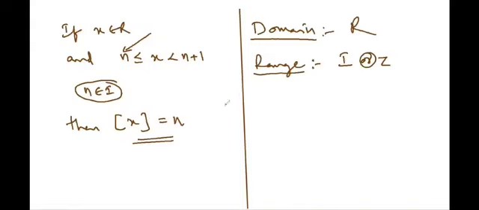Next, let us see its graph. Let us see its graph now. Based on the graph only, we are naming this integral part of x as step function. If you look at the graph, then you will understand. Look at this. This is the y-axis. And now see the x-axis. This is the x-axis.